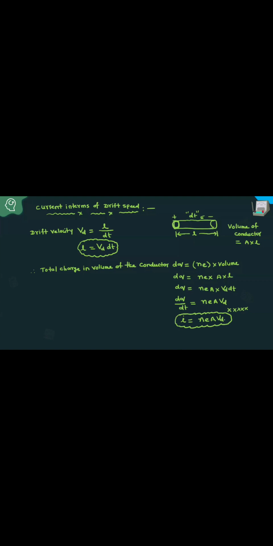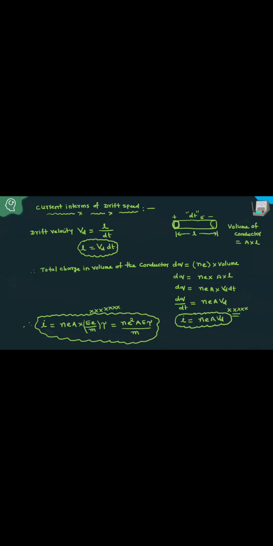We can also write it like this. This is one formula: I equal to NEA into the drift speed. What is the drift speed formula, friends? Different ways of writing: E by M into tau. That is Ne square AE tau by M. See, different formulas I'm writing. This is the current expression in terms of electric field, relaxation time, and mass of the electron. This is also important. This is about the current in terms of drift velocity.